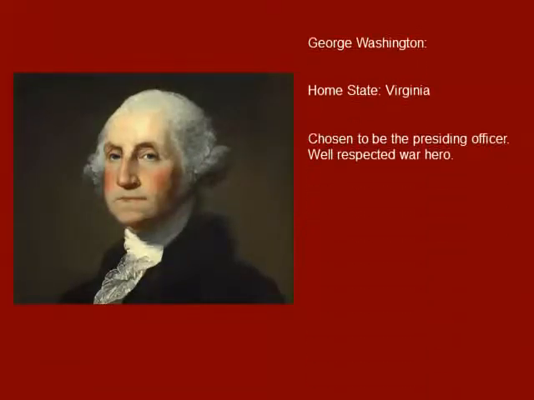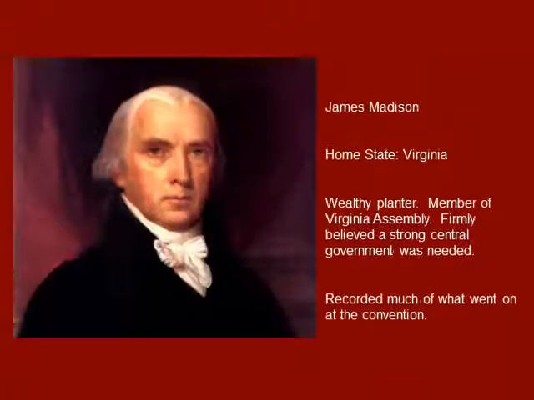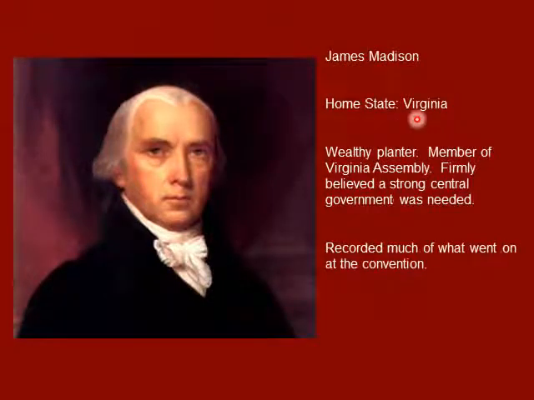Notable delegates: George Washington from Virginia. He ended up being the presiding officer, and obviously he was a well-respected war hero from the Revolutionary War. We also had James Madison, also from Virginia. He was a wealthy planter and a member of the Virginia government, and he strongly believed that we needed a strong central government. Madison actually recorded a lot of what happened at the convention, and we get a lot of our information about the debates that occurred here from Madison's notes.